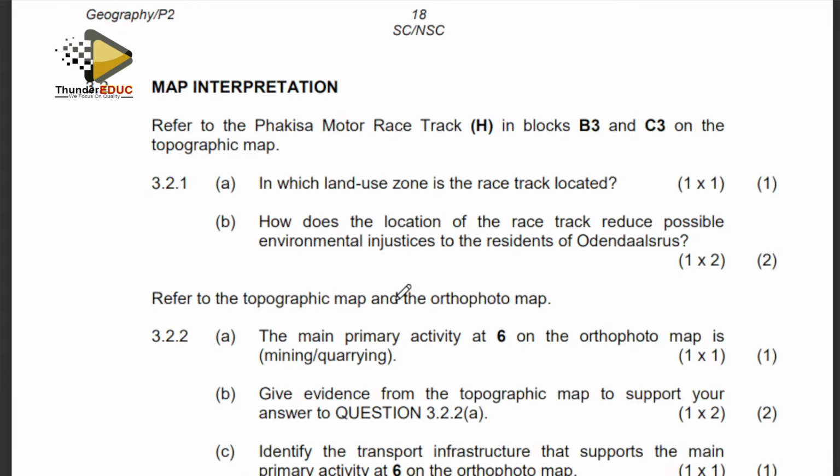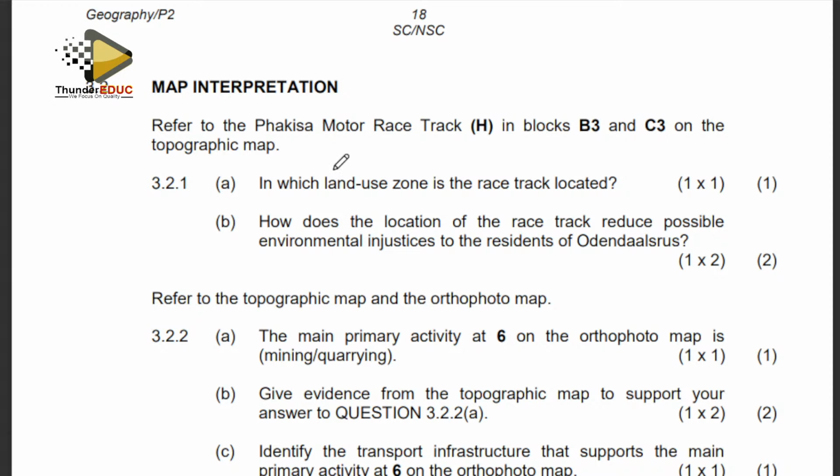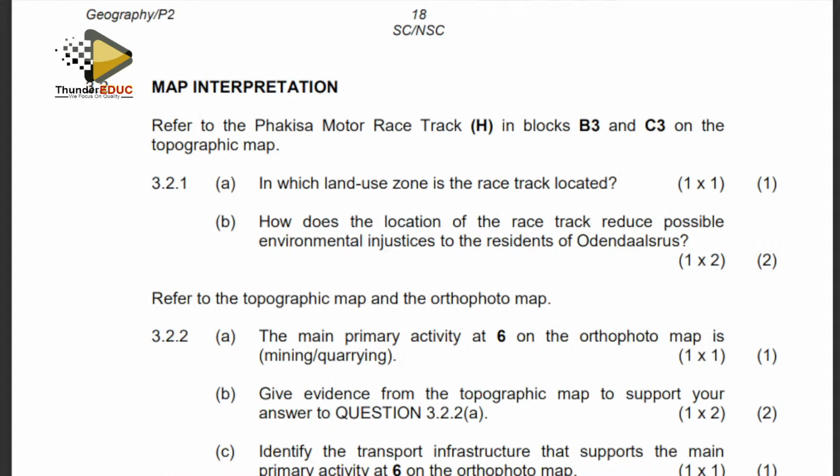It's now interpretation. So how do we apply the interpretation in this sense? We shall be using the map. You will excuse me because the map is not so clear because it has been scanned. Some of the things that we might want might not be clear, but I will try to explain what you can use. So it says refer to Pakistan motor race track, which is H in block B3. Let me see if it is visible. B3, H is here. So this is the race track. When you talk about the race track, you understand that that is the area where they race cars.